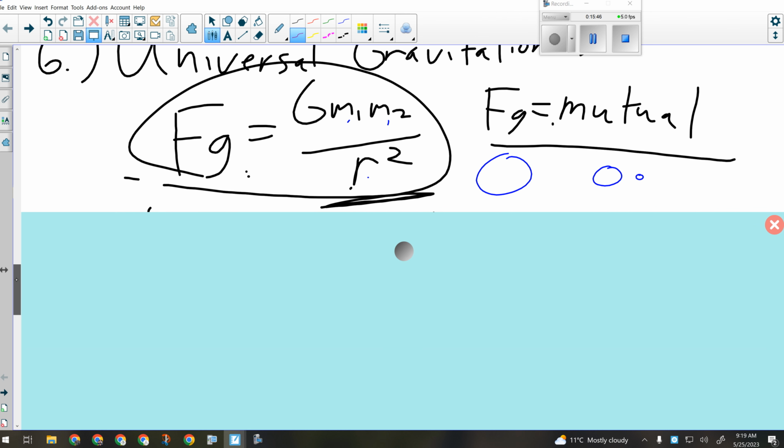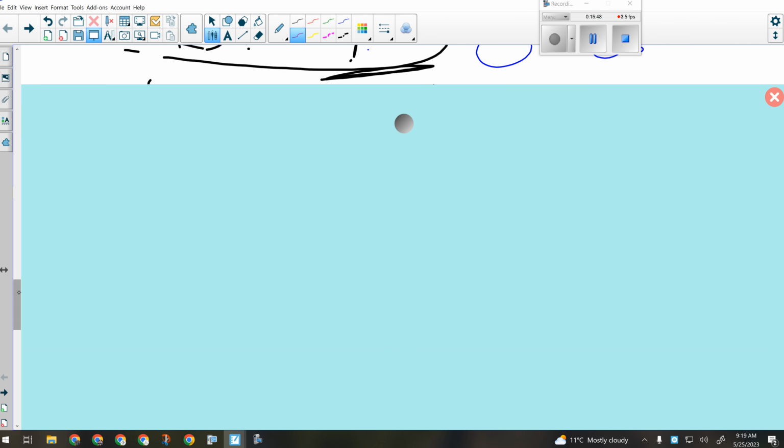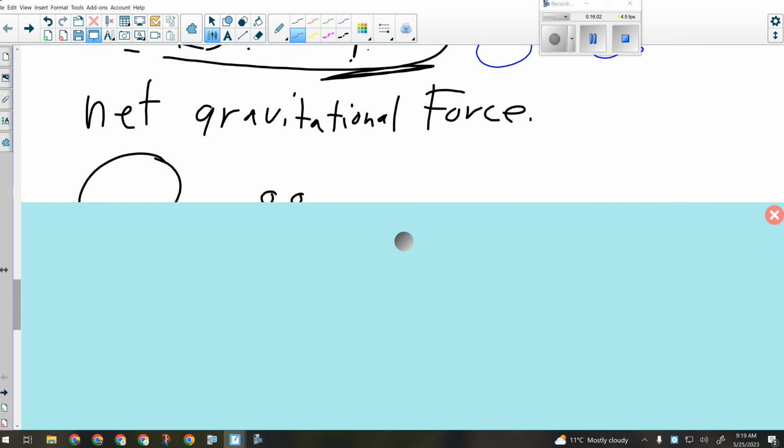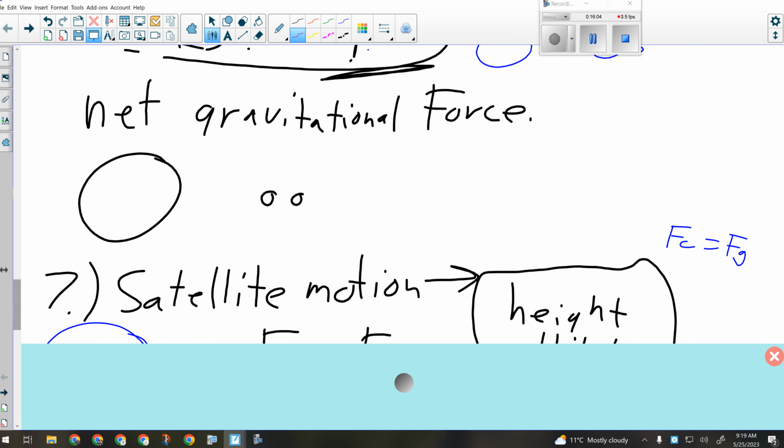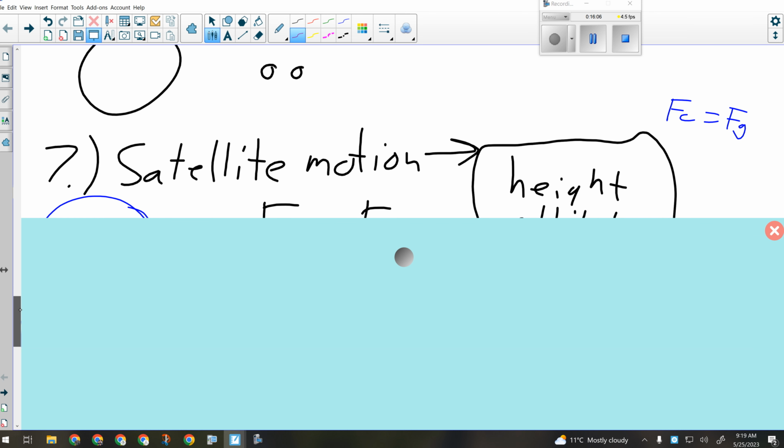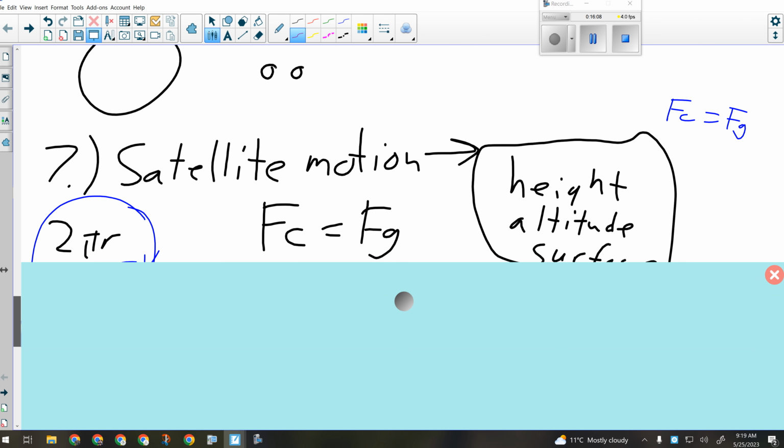The next thing we went over was satellite motion. All satellite motion breaks down to Fc equals Fg, but this time big Fg, Newton's universal law of gravitation, Fg. You can solve any satellite motion question with that setup. Remember the key words to watch out for that may try to play a trick on you: height, altitude, or above the surface.